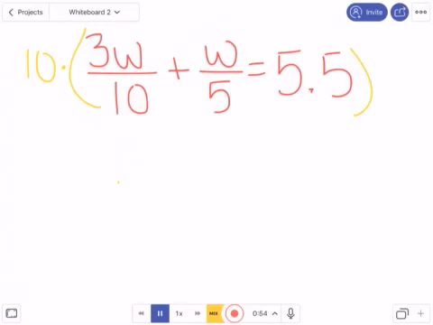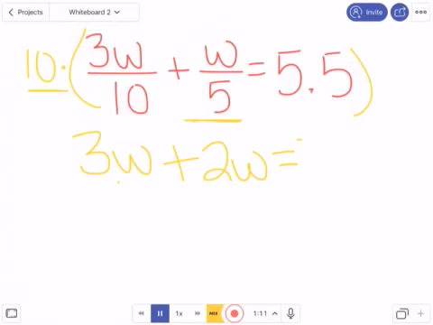Then 10 times the second term is going to be 2w, and then it's going to be equal to 5.5 times 10, which is 55. Now we can solve this by adding the w's together and then dividing by 5. So you get 11.